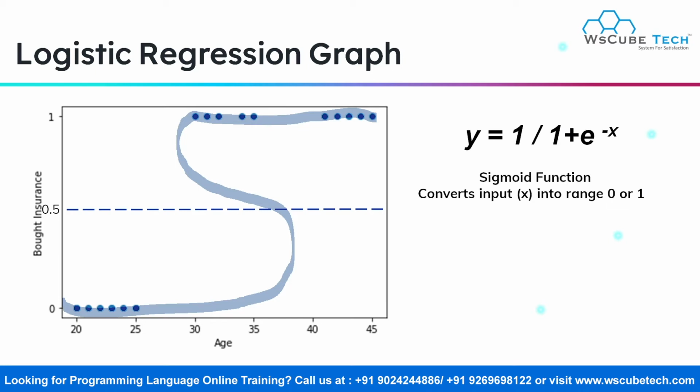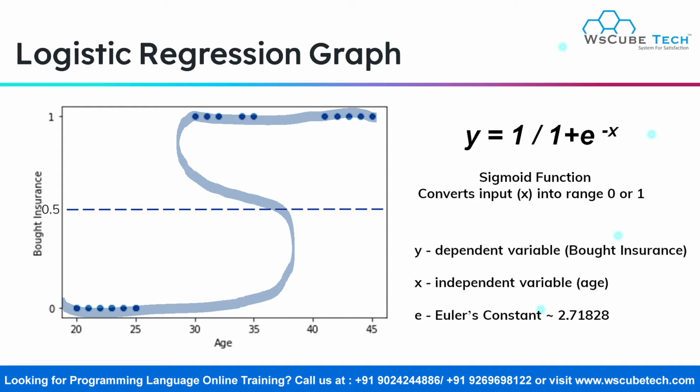Sigmoid function formula, you can see it on your screen. It is y is equal to 1 upon 1 plus e raised to minus x. Here, y is the dependent variable, that is who bought insurance. Then x is the independent variable that you need to transform. And e is Euler's constant, and its value is 2.71828, which is a constant value.